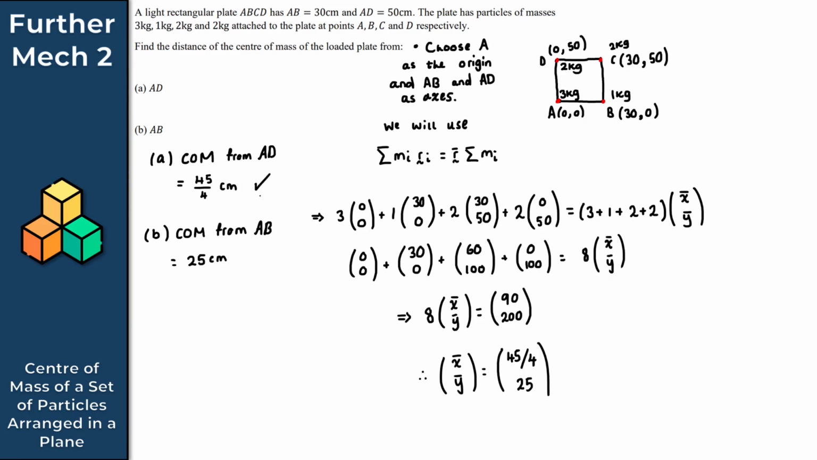So this here is the solution to part A. This here is the solution to part B. And there we go then. So that gives us the solution to the very last question here, question 2. And that brings us to the end then of this video here on the center of mass of a set of particles arranged in a plane.